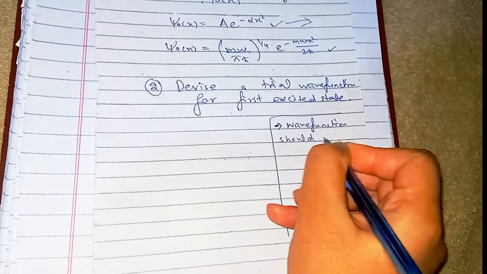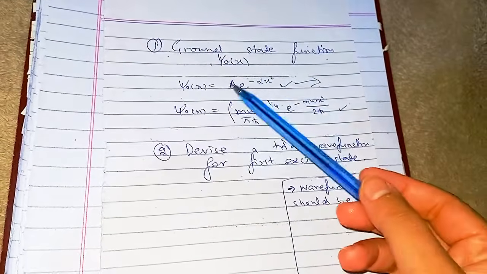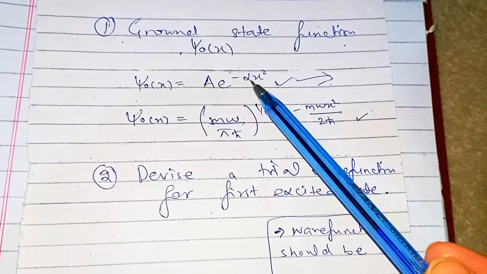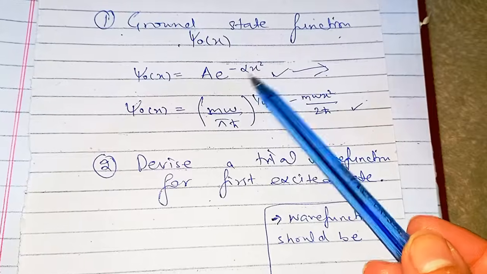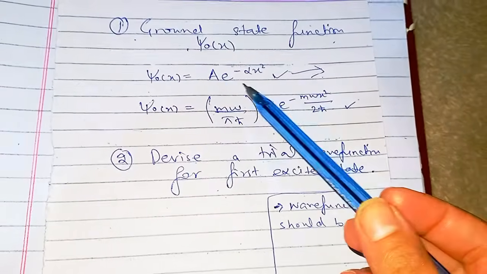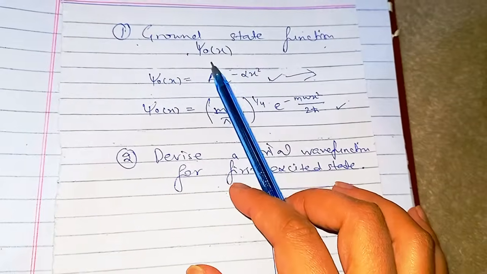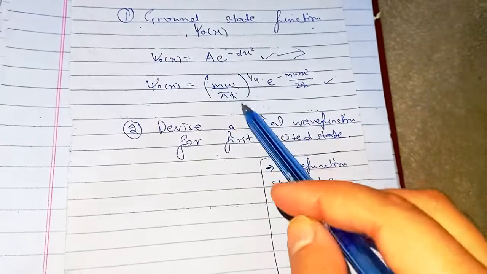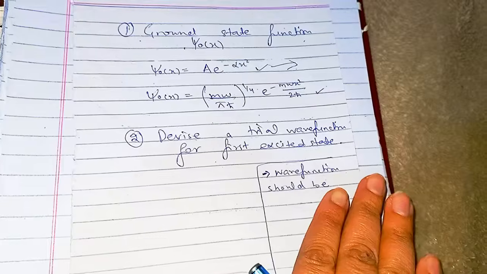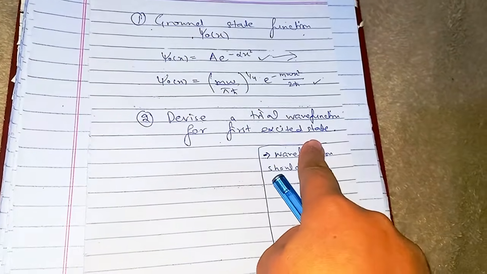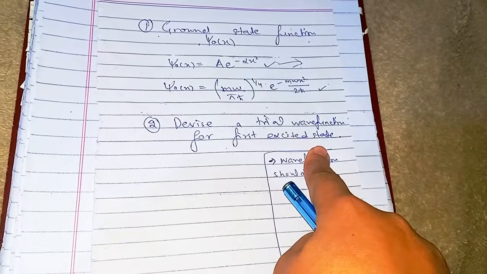should be, if you see the ground state, it was an even function. You can see that it is an even function. If you replace x by minus x, the wave function remains unchanged. If it is an even function for the ground state, then it will be an odd function for the next state in line. The next state is the first excited state, so the first excited state should be an odd function.